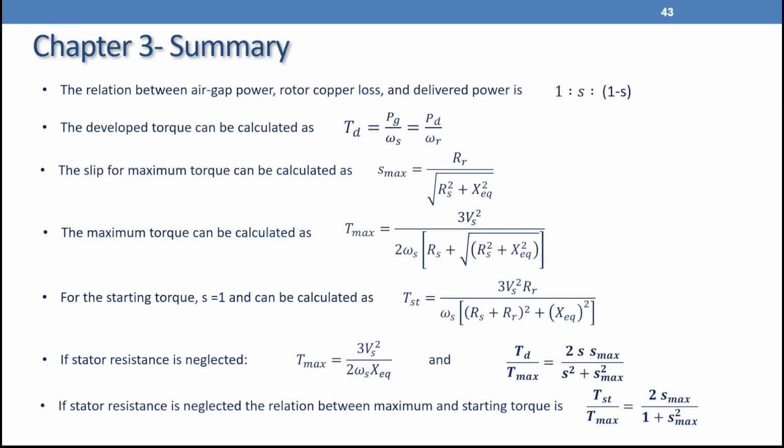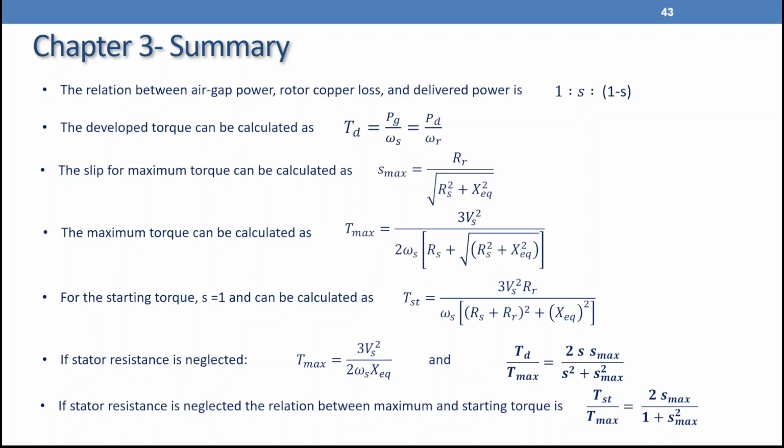Also, you can calculate the starting torque when S equals 1. You follow the same procedure or use this formula. In some cases, we can neglect the stator resistance, so T maximum equals 3 V phase squared over 2 omega S X equivalent. From this, we can find the relation between any developed torque and maximum torque, which equals 2 S S maximum over S squared plus S maximum squared. We can repeat the same formula to find the relation between starting torque and maximum torque.